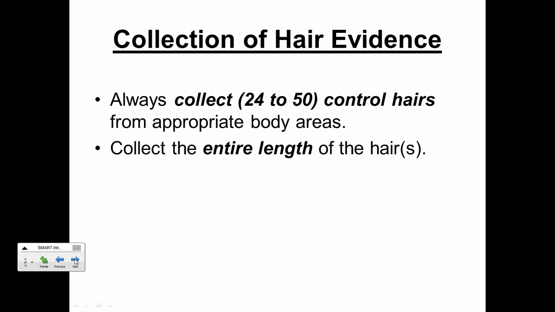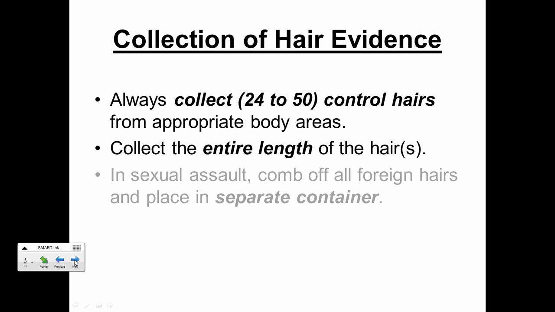All right, when we collect these for control purposes, we have to get the entire length of the hair. It can't be a partial hair. It has to be the entire length. And then, in sexual assaults, you have to comb off all the foreign hairs and place them in separate containers. So when you take the hair samples, if there's a foreign hair that seems to be mixed in with the hairs that you're collecting from your control, you want to separate those for separate analysis.